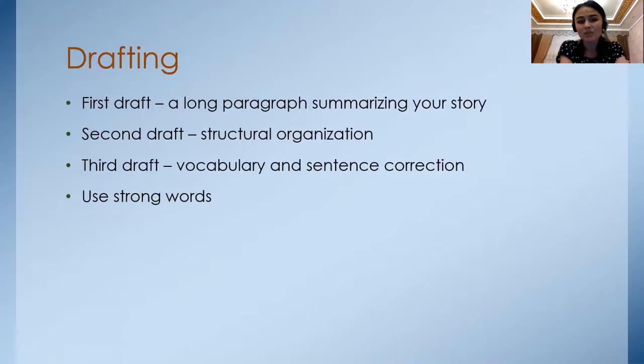So when you have your first draft, when you know what your story is going to be about, you can work on your second draft.